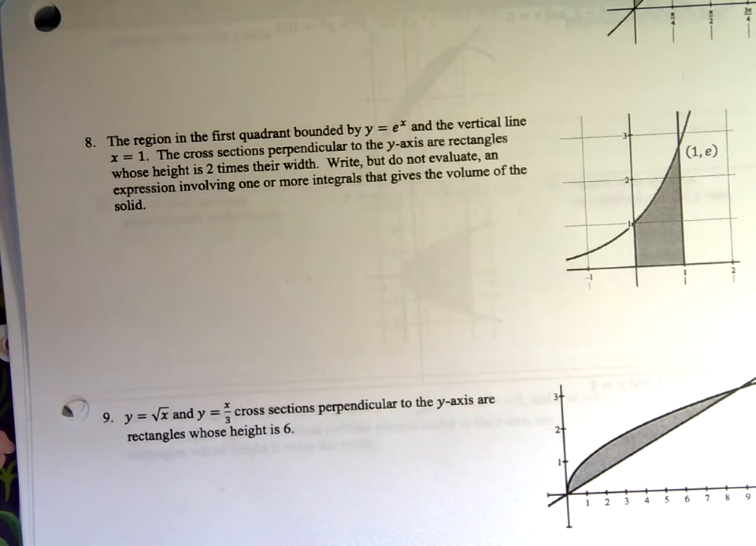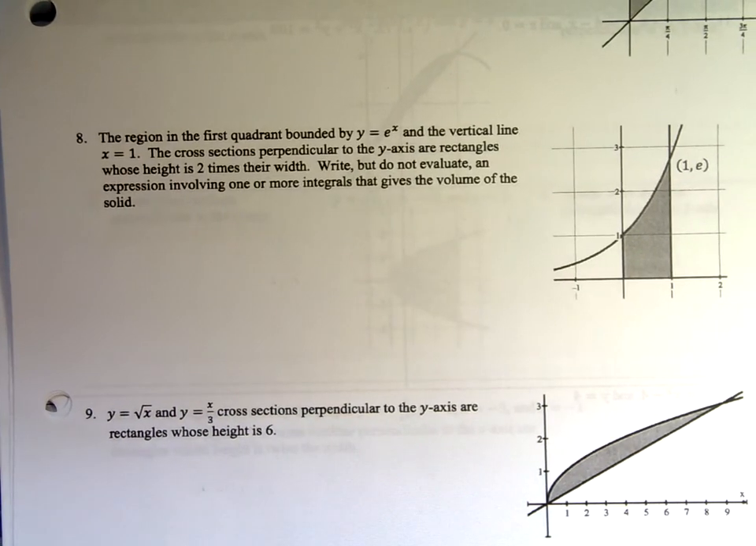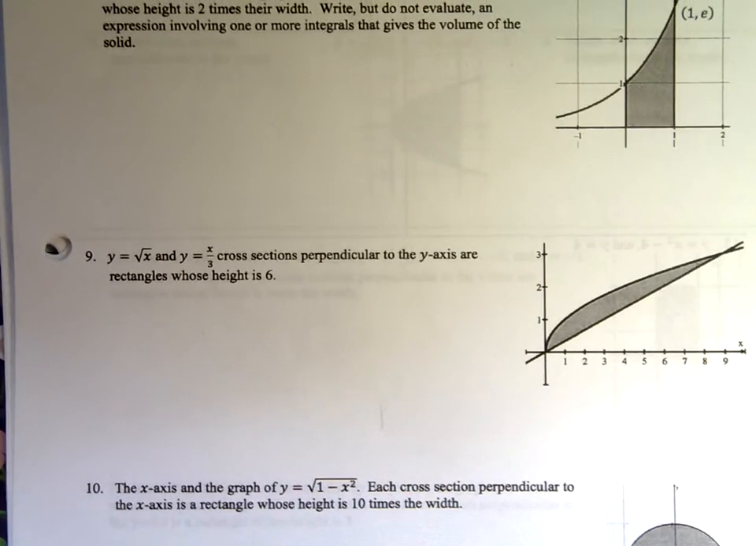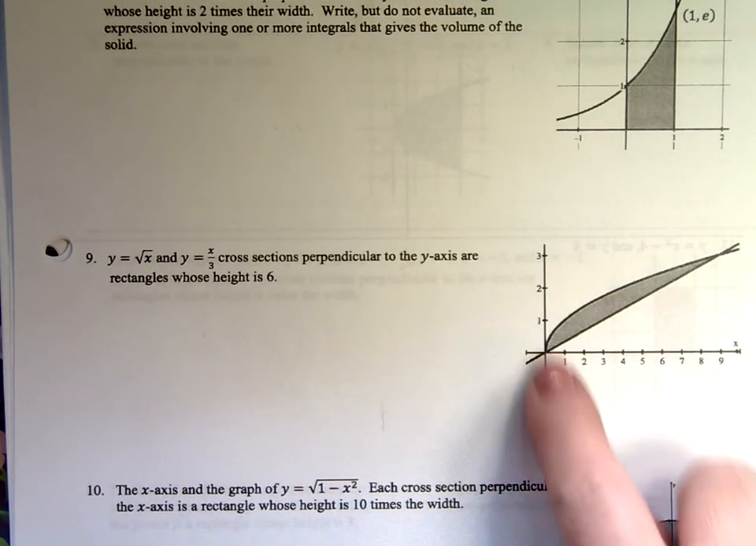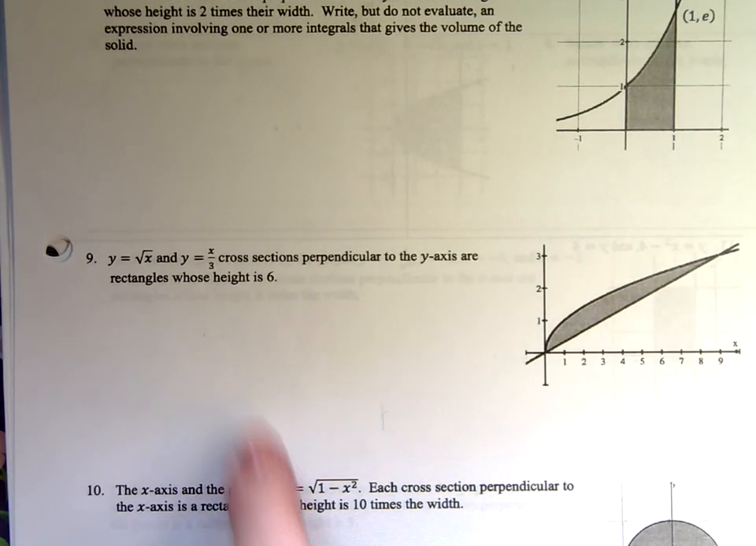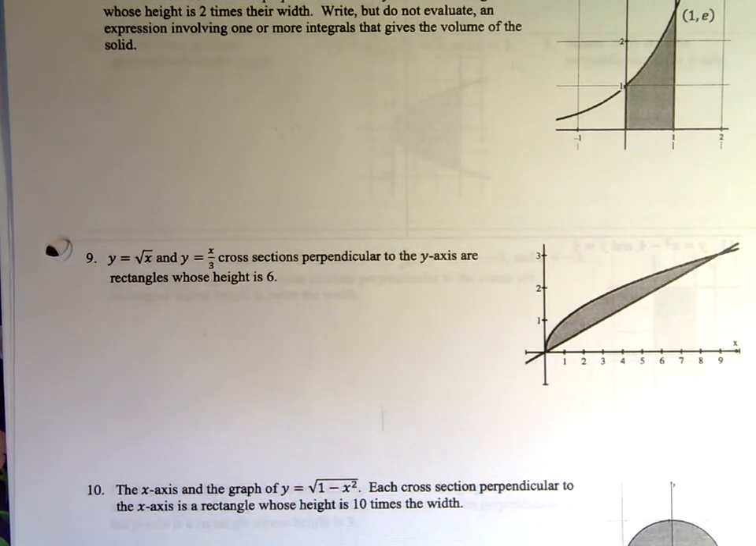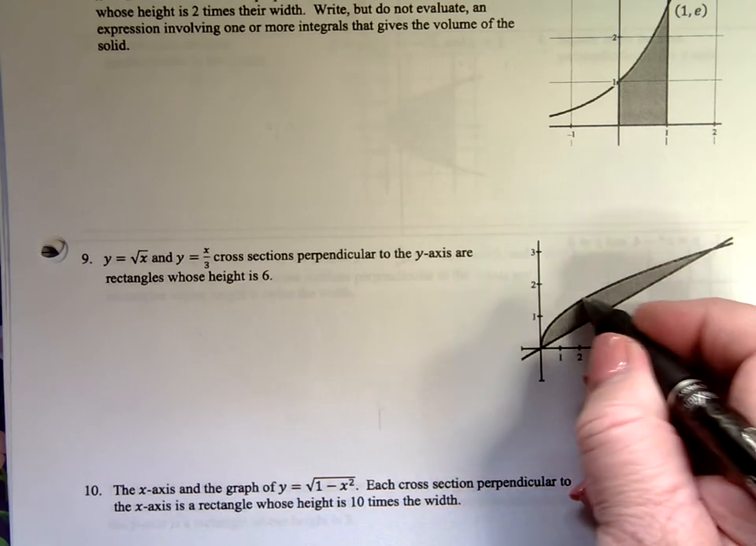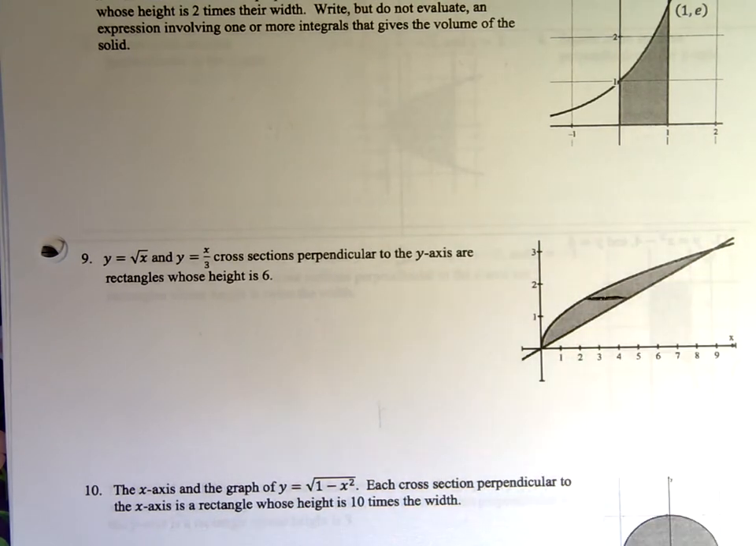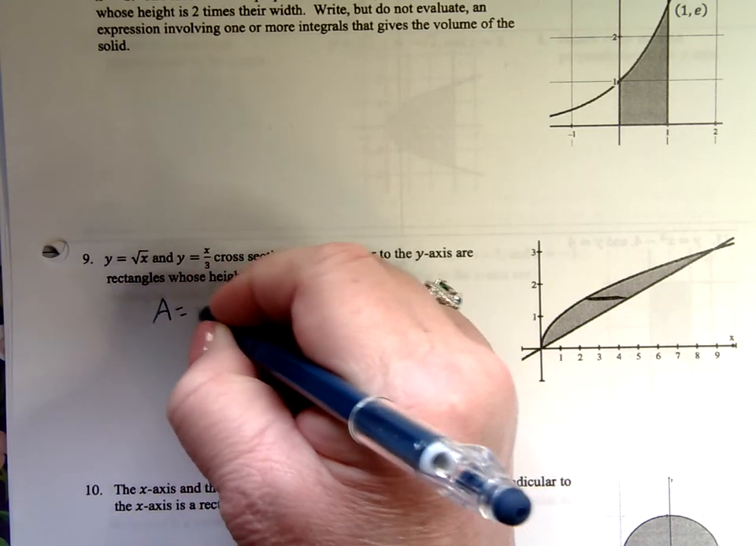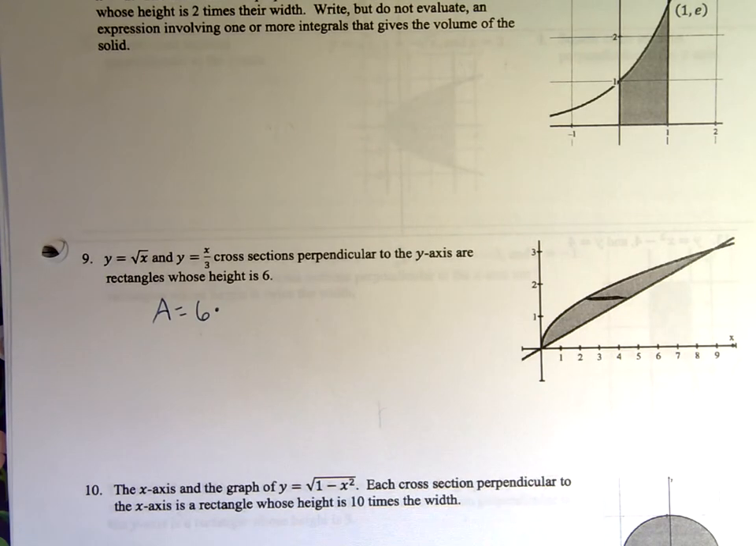This one is looking at number 9. The square root of x graph, well, that's the outer one, and x over 3, that's the line. Their cross sections are perpendicular to the y-axis this time. In other words, I'm going right to left. And it's a rectangle whose height is 6. So the area is going to be 6 times whatever my right minus my left is. So let's see what that's going to be.